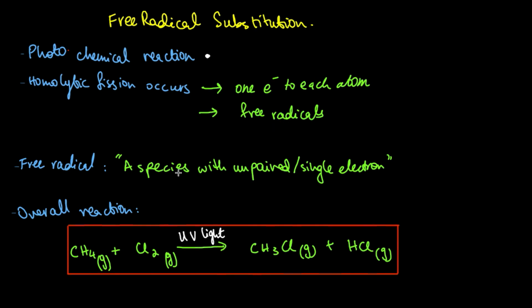Now what exactly is a free radical? It is a species with an unpaired or single electron. We will be looking into this, then it will start to make sense. The overall reaction that we will be covering in free radical substitution is this. We can see that an alkane is getting reacted with a halogen, chlorine, under UV light, and that is producing a halogenoalkane and hydrogen chloride. So this is the overall reaction, and more specifically we will be covering the mechanism of this reaction in the next video. Thank you.